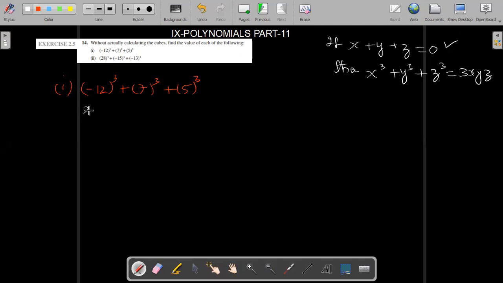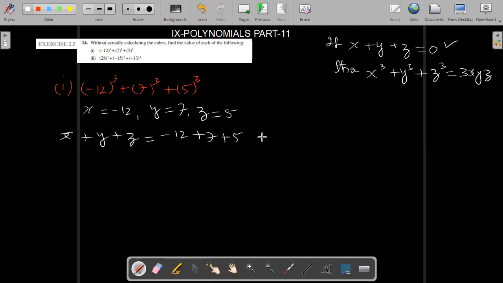So we have to check here: x is what? Minus 12. And y is what? 7. And z is what? 5. To check whether the sum is 0 or not, x plus y plus z is equal to minus 12 plus 7 plus 5. Okay, so 7 plus 5 is 12. So minus 12 plus 12 is equal to 0. Therefore, this property is applicable.